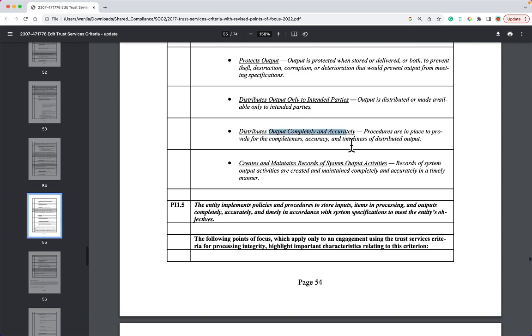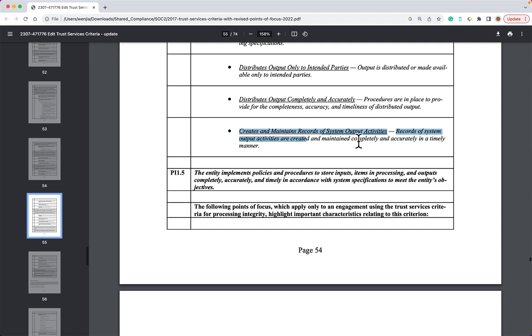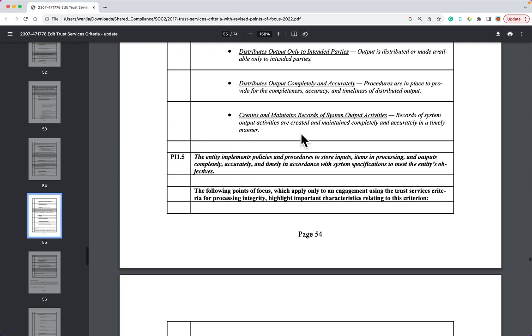Distribute output completely and accurately. When you are giving, don't change, don't alter. Give the real stuff. Keep the integrity. Create and maintain records of system output. Every time, who gets what information from where, you need to have all the records, so once there is a leak or something, you can know which step, which part of the system has gone wrong.